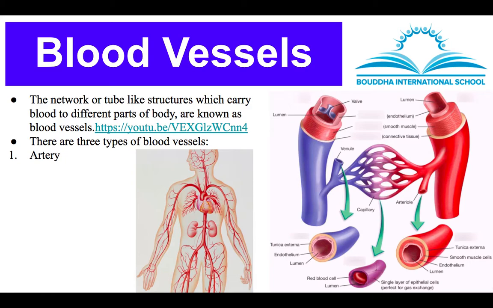So this red indicates pure blood. And next we have the vein, which carries impure or deoxygenated blood. The indication is blue color. And lastly we have a small network of fine tubules called capillaries. So there are three types of blood vessels. Let's discuss them one by one.